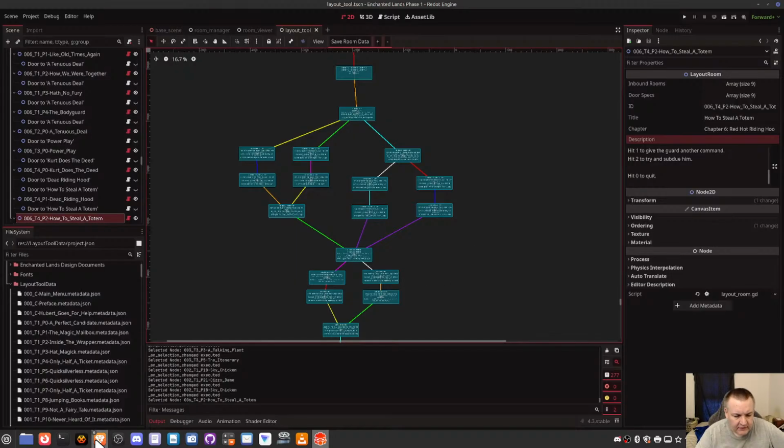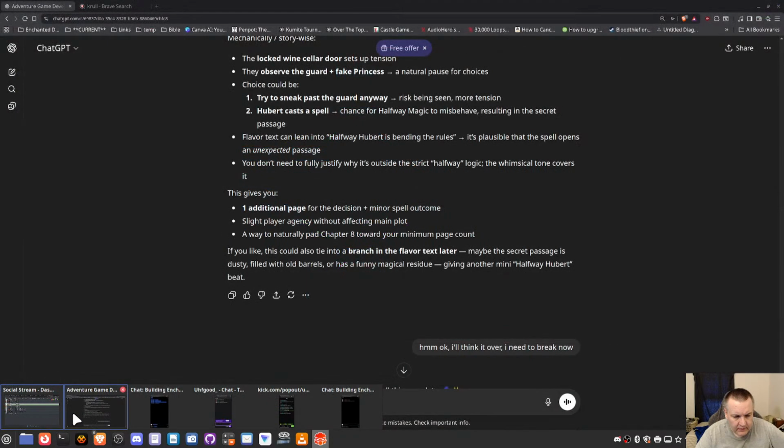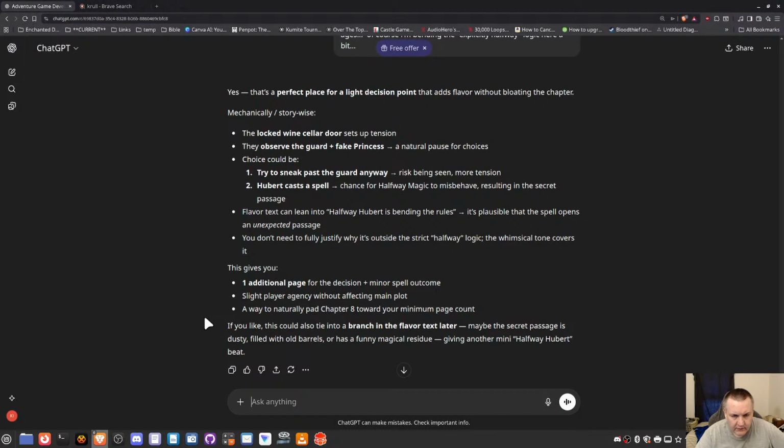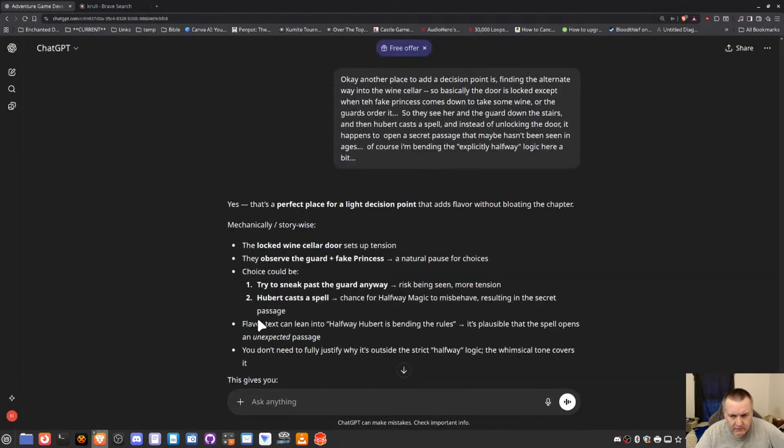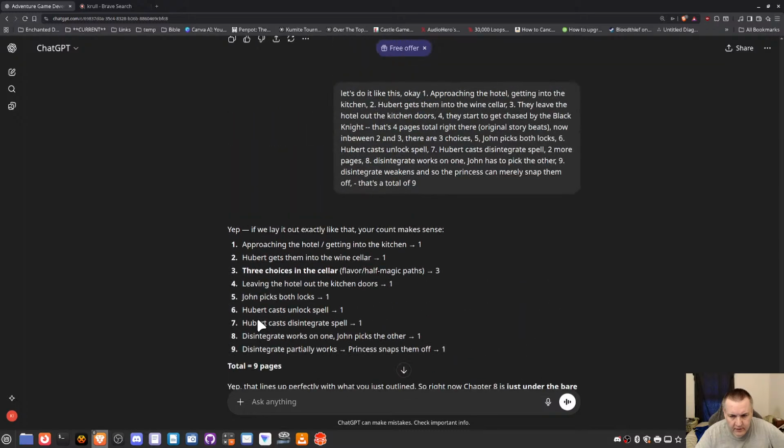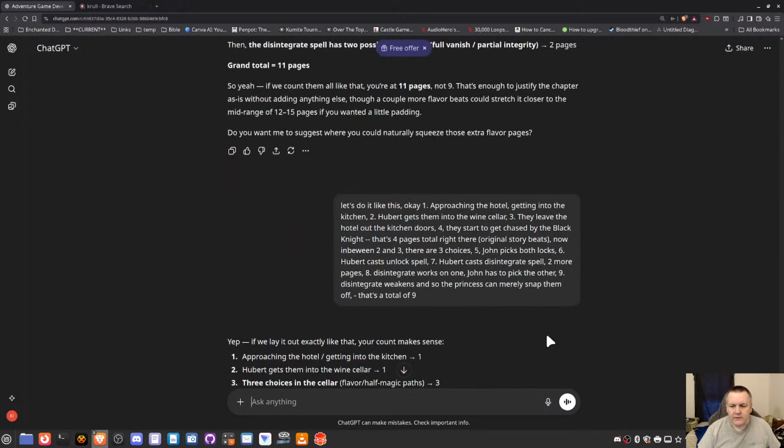Let me go back to the AI here, and we'll actually go back to my own count here. Person in the hotel, Hubert gets them to the wine cellar. They leave the hotel through the kitchen doors. They start getting chased by the Black Knight. That's 4 pages. Now, between 2 and 3, there are 3 choices. 1, John picks both locks. 6, Hubert casts the unlock spell. And 7, Hubert casts the disintegrate spell.